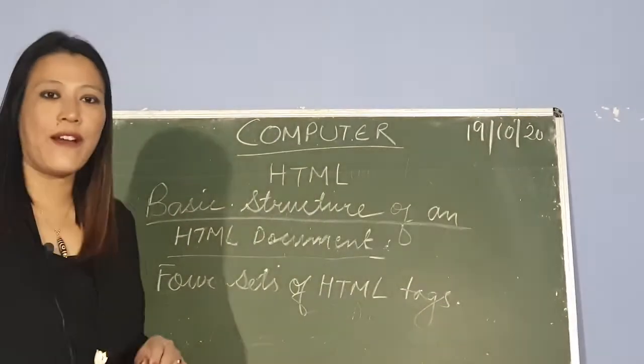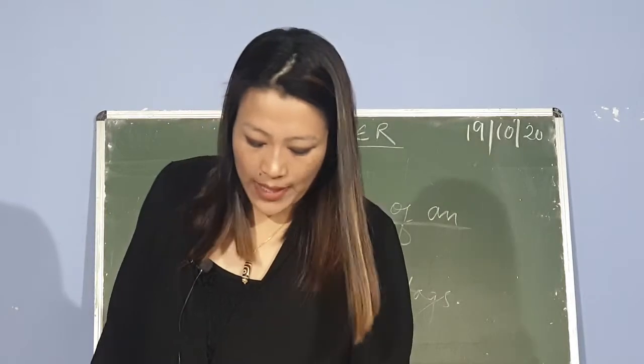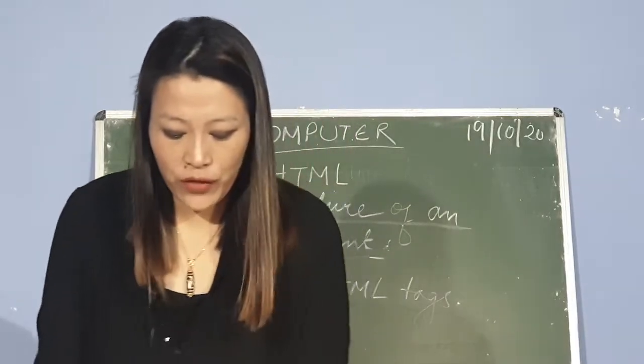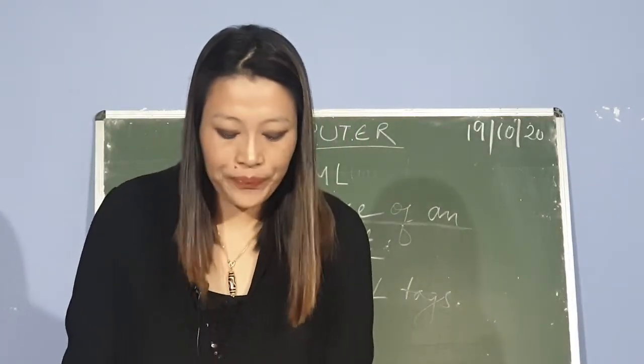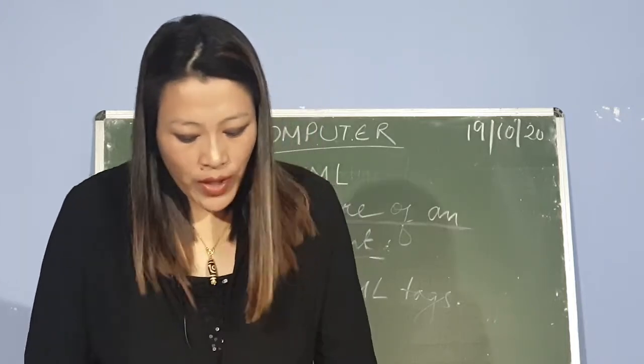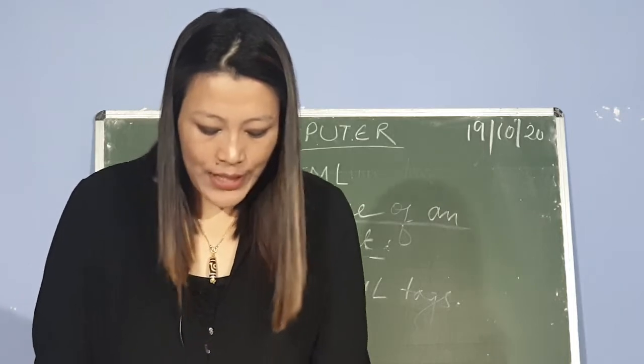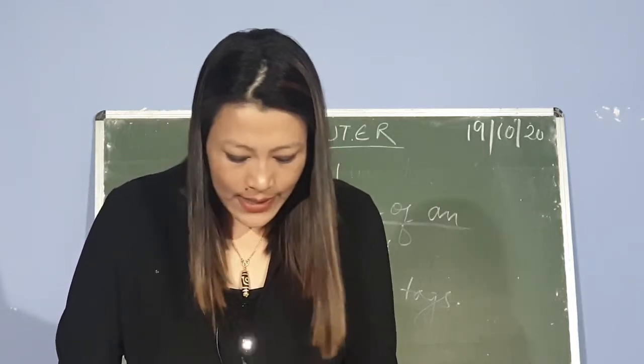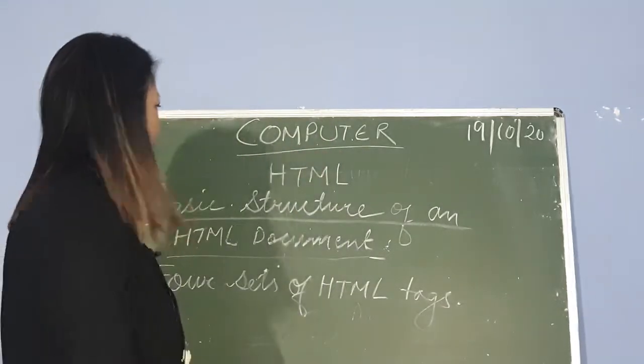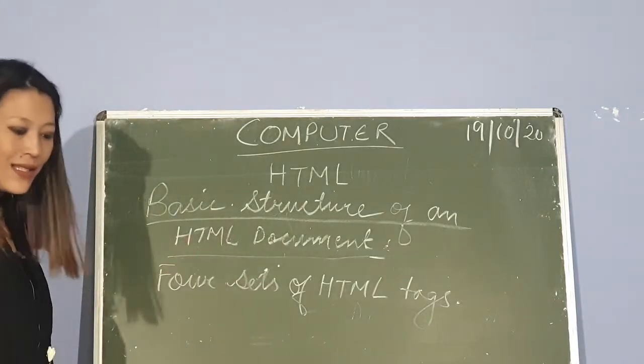So, children, if you have your book, please turn to page number 96 and have a look. You can refer to your book also, page number 96. As I told you, there are 4 sets of HTML tags: HTML, head, title, body. Now, what is this? I'll show you how these tags look like.